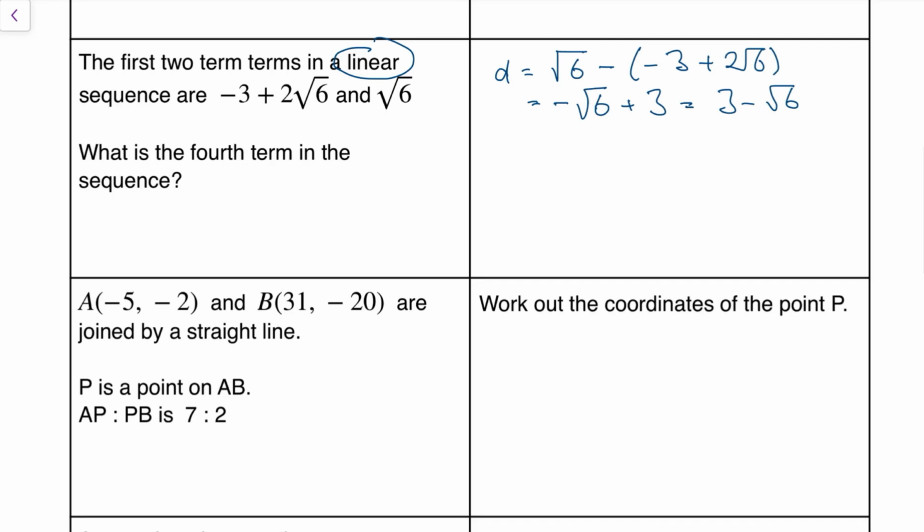So therefore the fourth term is going to be the first term, which is -3 plus 2√6, plus 3 common differences. In other words, there's 3 differences to get to the fourth term. So 3 lots of 3 minus √6. Let's do this carefully. So -3 plus 3 times 3 is -3 plus 9, which is 6. And 2√6 plus -3√6 is the same as 2√6 minus 3√6, which is actually just -√6. So my answer to this one is going to be 6 minus √6.